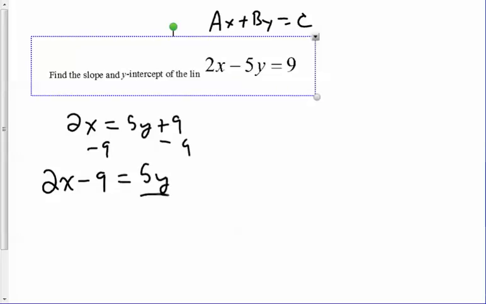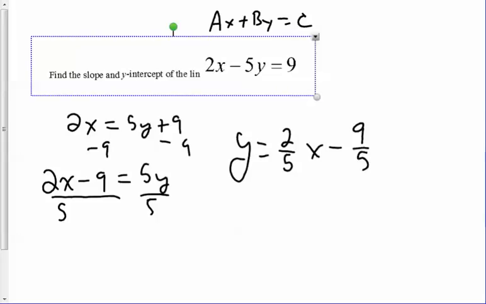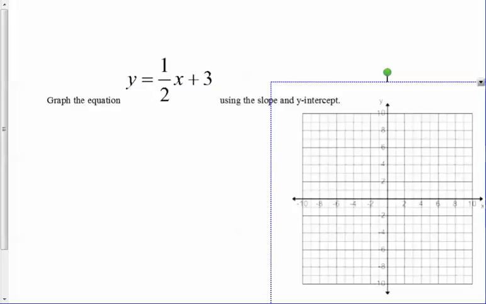I'm going to go ahead now and divide everything by 5. And when I divide everything by 5, I get y equals 2/5 x minus 9/5. So my slope is 2/5 and my y-intercept is 0 comma negative 9/5. Okay, so what I did is took something old and applied it to something new, right? The cool thing about this is you can quickly graph things.